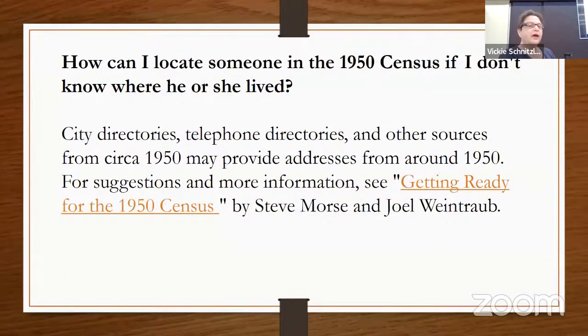If you still have problems, and say, for example, you don't know exactly where they lived, there are some other things that you can check on. There's a site, a lot of people just call it the Steve Morse site or the Stephen P. Morse site, whatever. But he has some things on there that definitely help the 1950 census searchers. So if you click, that will take us to that link. Next slide.